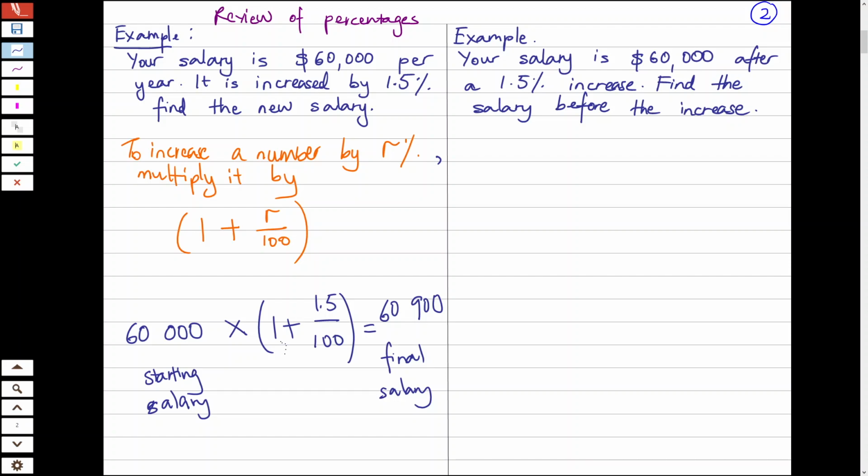Why is there a 1 in there? Great question. Imagine that the 1 represents 100%. That's your original amount, and then here you are adding r% on. So for example, if r was 5, then this would represent 105%, or increasing it by 5%.